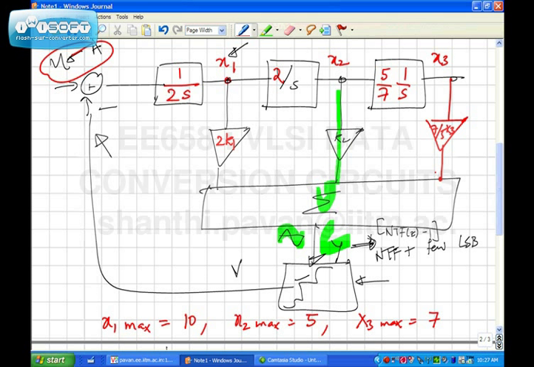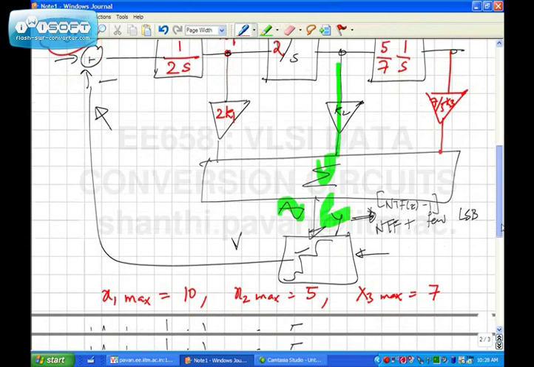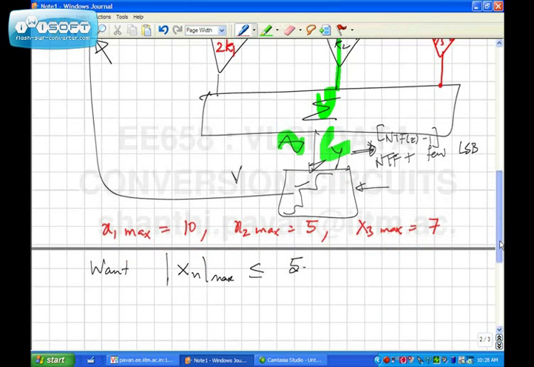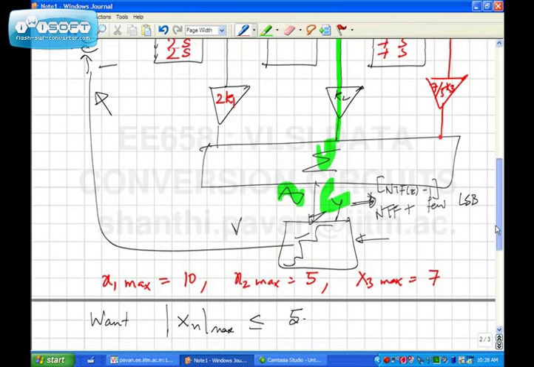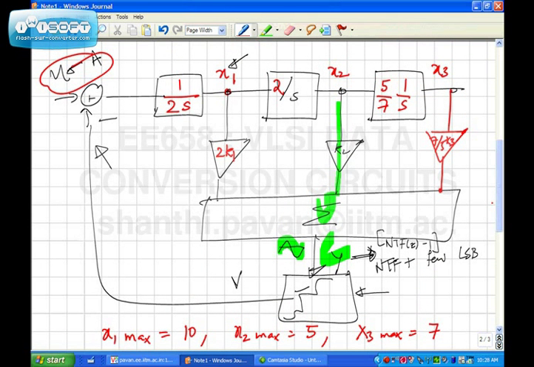Alright, and now the peaks of all these integrators have the desired maximum, which in this case I have chosen to be 5. Alright, there is no earthly reason to choose 5. Further, there is no earthly reason to choose the same maxima for all the 3 integrators.